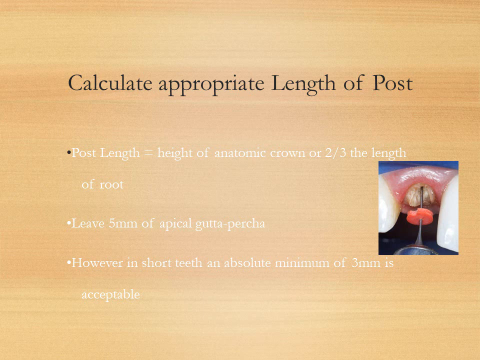So we do not want to expose them when we are preparing the post space, because as we all know, the post itself is not antibacterial, so it cannot prevent another infection or another bacterial attack. Because of this, we want to leave the guttapercha and of course the root canal sealer in place. And if you are not able to give 5 mm of apical guttapercha, maybe because the root length is very less, so if you have to compromise on the 5 mm of the apical seal, then the absolute minimum is 3 millimeters.